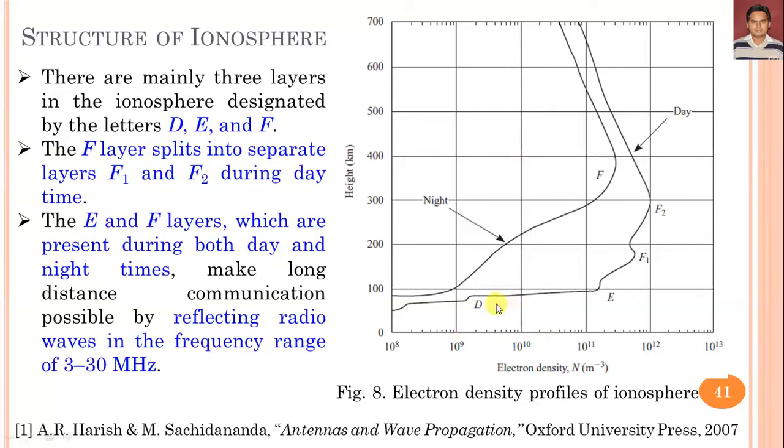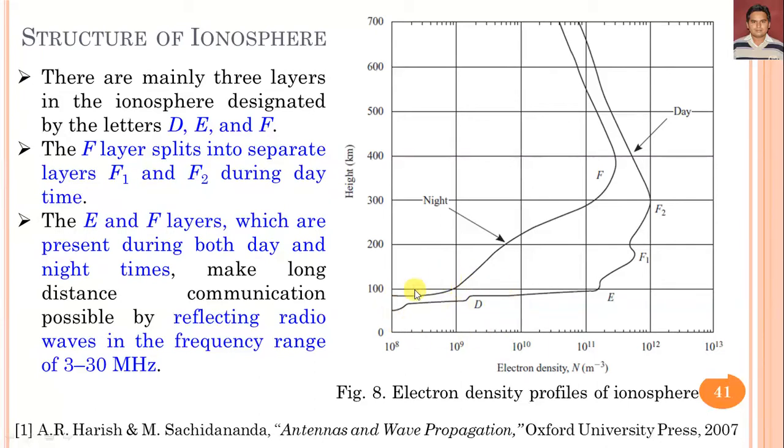Here you can see it is the lowest layer of the ionosphere, and it exists at an average height of around 70 to 80 kilometers, and its thickness is about 10 kilometers. This layer exists in daytime only, as you can see here, this is day and this is night time, and the ionizing property depends on the altitude of the sun above the origin.